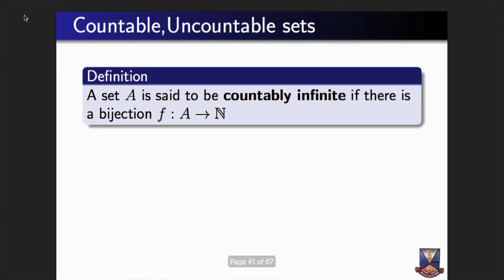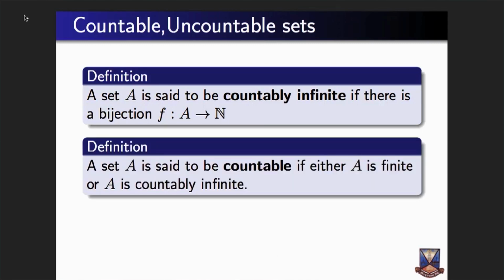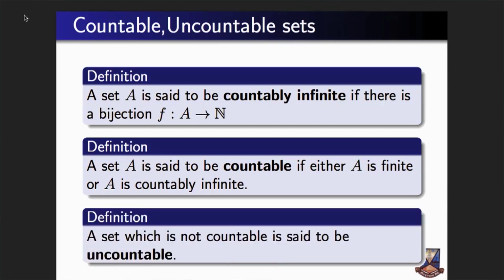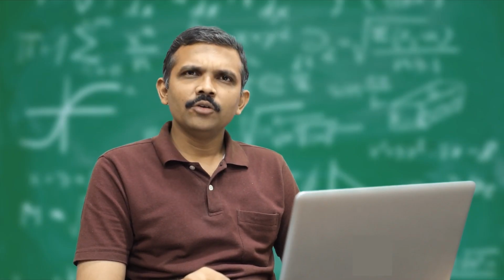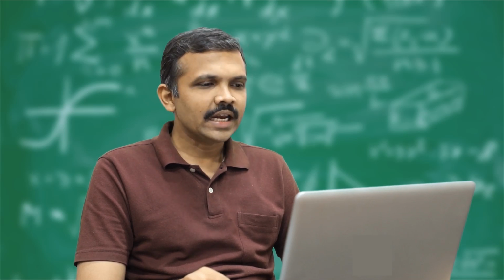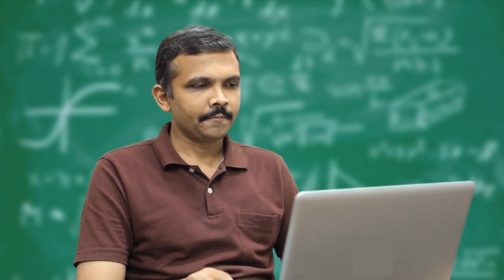The first definition is countably infinite, that is, we say a set is countably infinite if there is a bijection from set A to naturals. The second definition, we say a set A is countable if either the set is finite or it is countably infinite. And lastly, a set which is not countable is called an uncountable set. Okay. So, let us go through certain examples to understand these concepts more precisely.